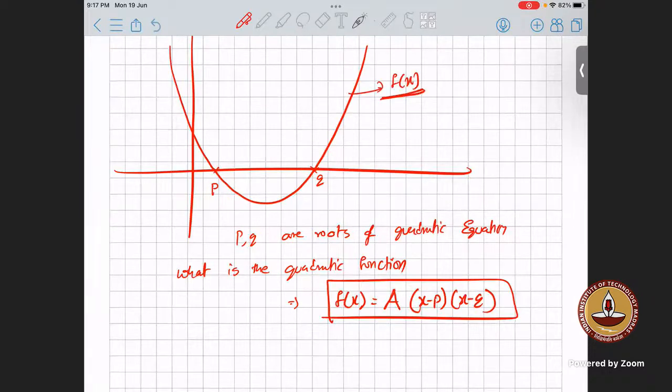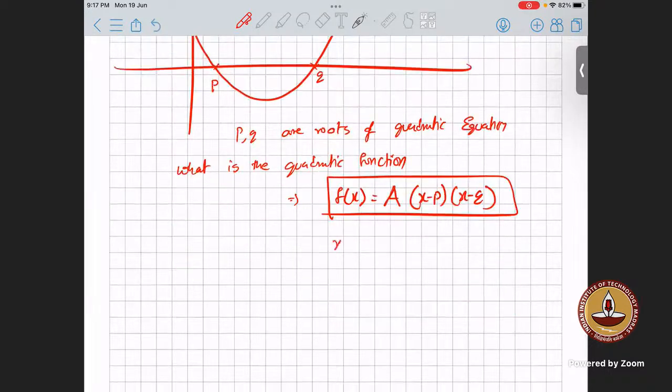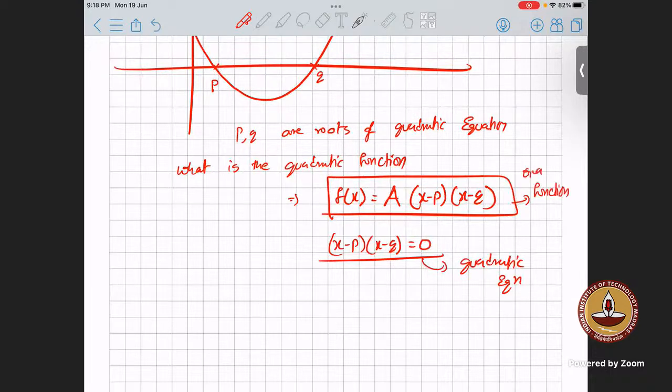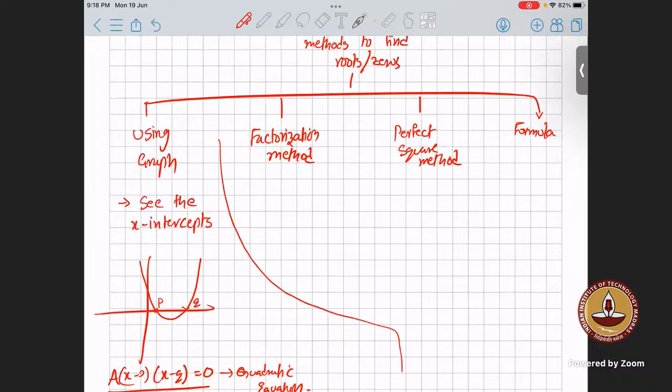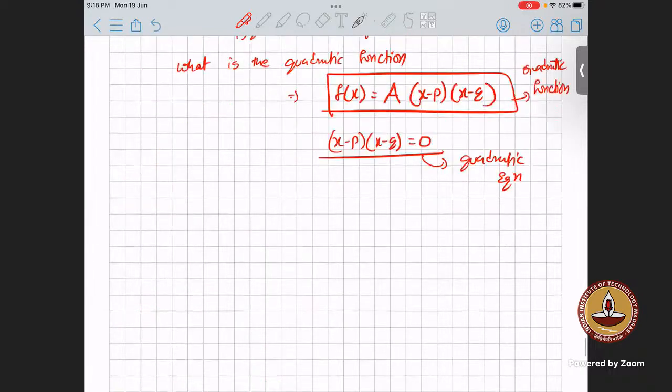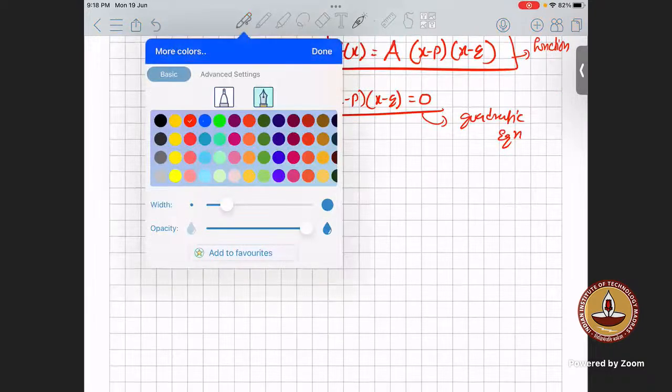Now, if you equate it to 0, x minus p into x minus q equal to 0, then it is the quadratic equation. This is the quadratic function. Agree? And then we have done the first part. Now, coming to the factorization method. The factorization method is a little bit confusing. Just listen carefully.